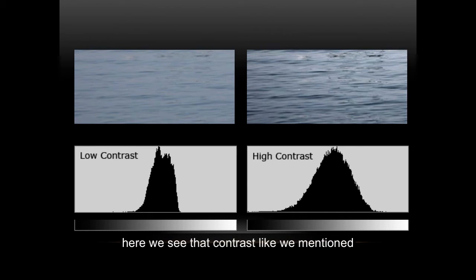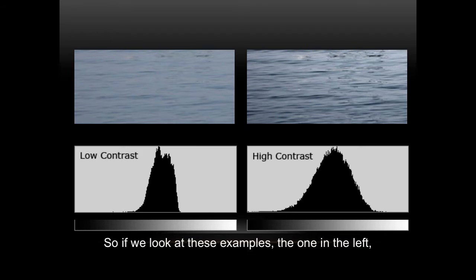here we see that contrast, like we mentioned, is a measure of the differences in brightness between light and dark areas in a scene. When we have broad histograms, they reflect a scene with significant contrast. A narrow histogram reflects less contrast, and this may make the photo appear dull or flat.